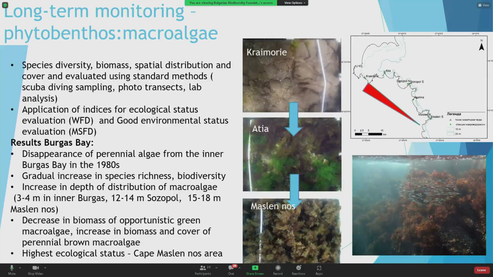The same is also true for the marine macroalgae that grow on the rocky reefs in the shallow zone. These are some of the most biodiverse ecosystems in the Black Sea. There's a gradual improvement from the very polluted sites here towards the south, where you have natural marine ecosystems which are typical for the Black Sea before this process of increased eutrophication pressures.